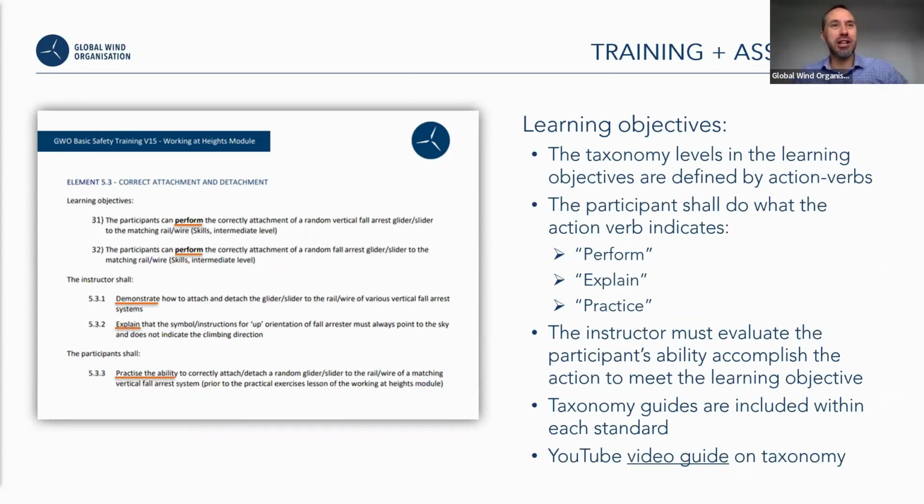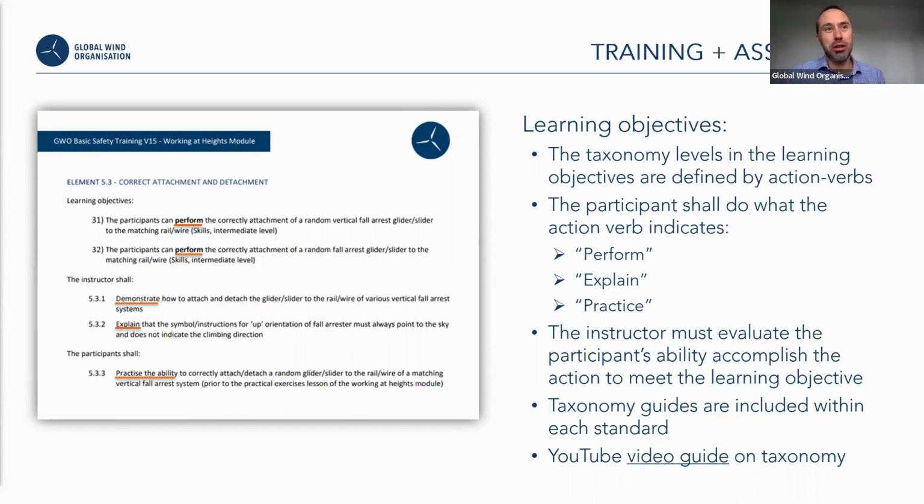It says the learning objective is that the participants can perform the correct attachment of random vertical fall arrest gliders or sliders to the matching rail or wire. And that's saying it's a skill, intermediate level. And then they also need to be able to perform the correct attachment of random. So what it's saying there is they need to be able to perform this activity.